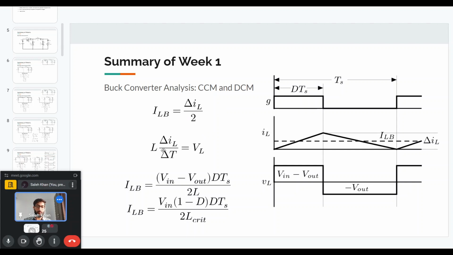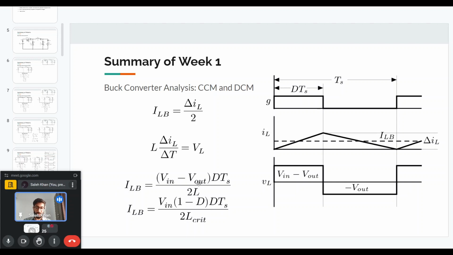Now we can find out an expression for the ripple using the basic inductor equation, that is L delta I divided by delta T is equal to the voltage across the inductor. And if we see in the DTS interval, the time duration delta T is equal to DTS, and the voltage across the inductor at that time is V in minus V out. So if we put these values in the second equation here, we can find delta I from that expression, and then from the first equation we can find the inductor current value during this boundary condition, and that is given by the last two equations.